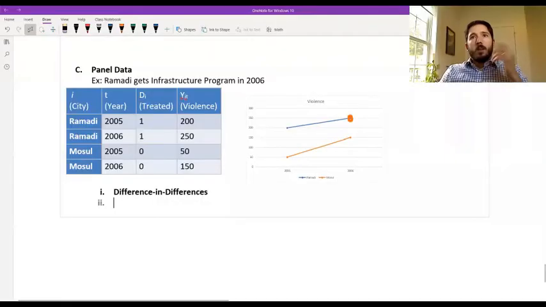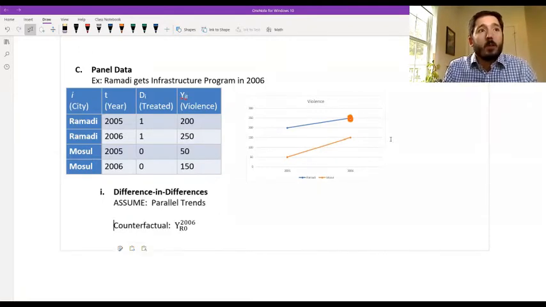Okay, so the big assumption when it comes to difference in differences, this strategy that you guys know, is that we're going to assume parallel trends, right? And what does it mean to assume parallel trends? What is that doing for us?